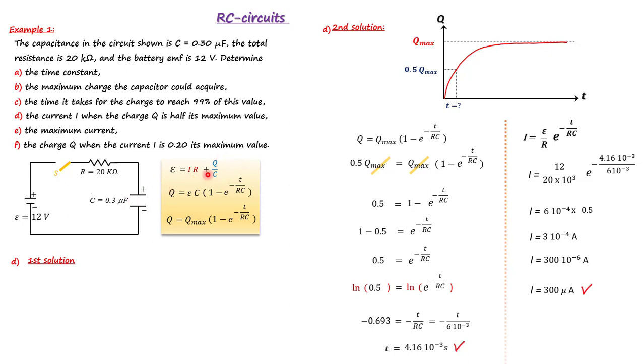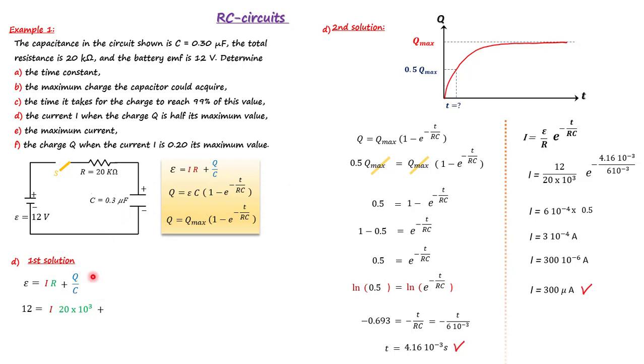So for the first solution, I'm going to use the first equation, and you will see how easy it is. So epsilon is IR plus Q over C. So epsilon is 12. Then we have I. This is the one I want to calculate. So R is 20 kilo ohm, 20 times 10 to the 3, plus, you see, now we have Q over C. So C is constant, 0.3 microfarad.